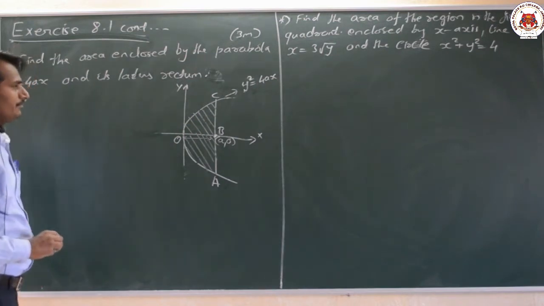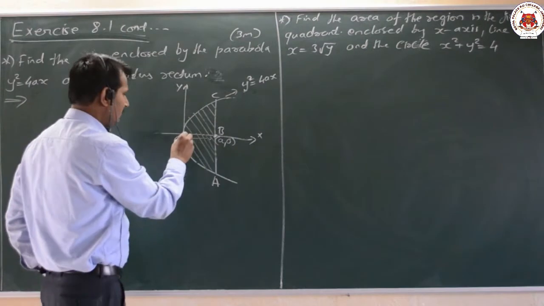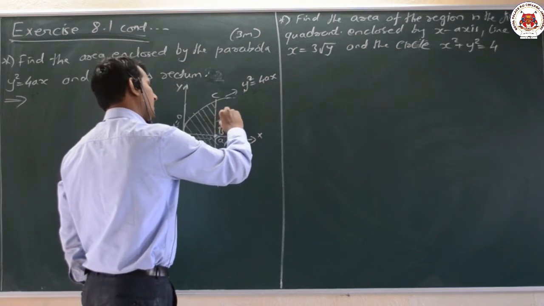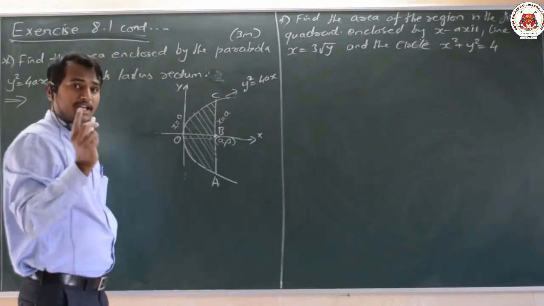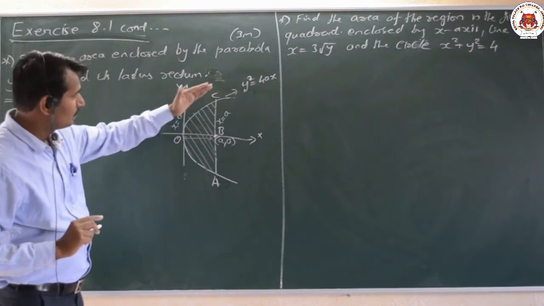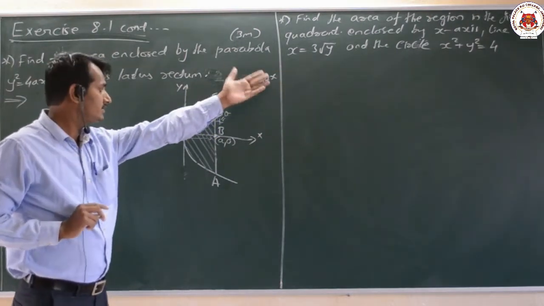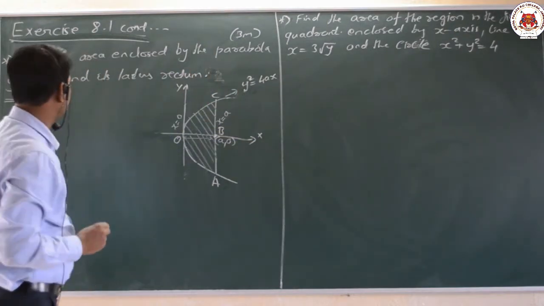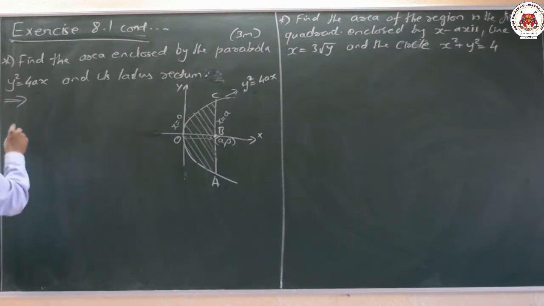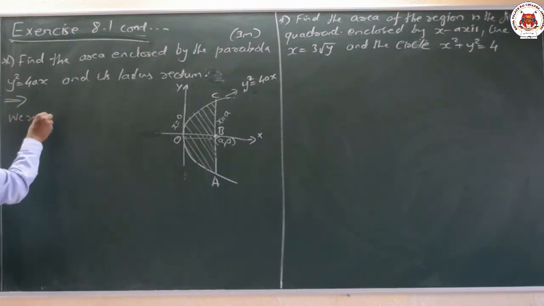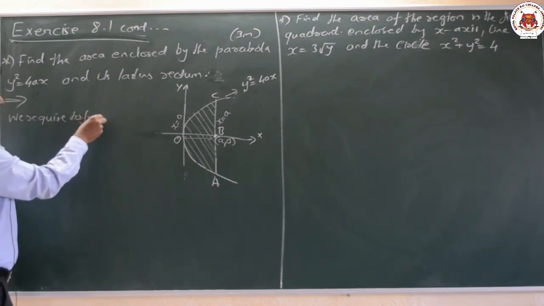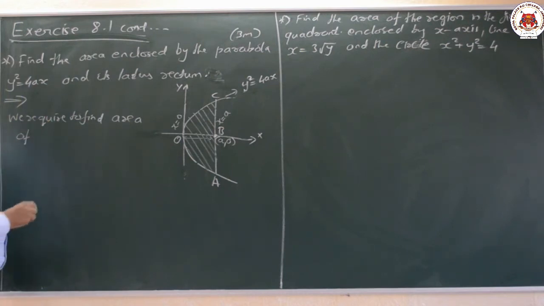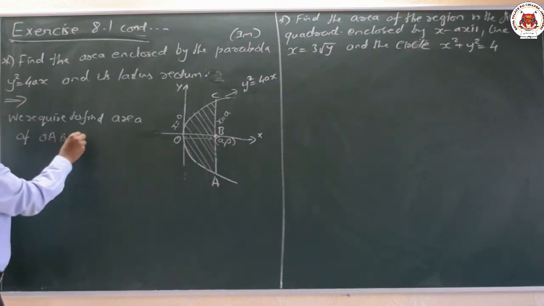Also, what is the y here? This particular line will be our x equal to 0 and this particular line will be x equal to a. We require to find the area under the curve y square equal to 4ax between the x-axis, lines x equal to 0 and x equal to a. I will write that down clearly. So here we require to find the area of OABCO.